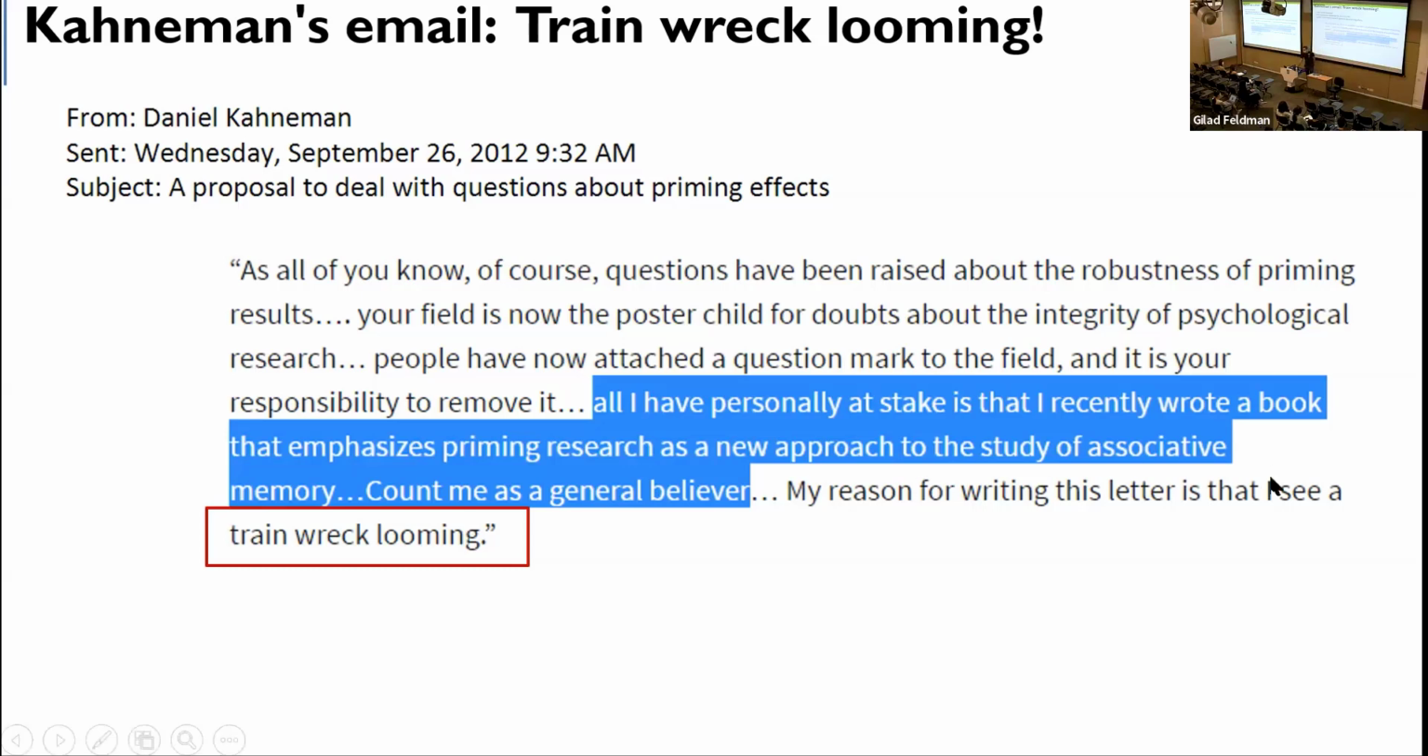My reason for writing this is that I see a train wreck looming. If you can't solve this, if you can't show that this is replicable, we have a serious issue, not only with priming, but in psychology altogether.